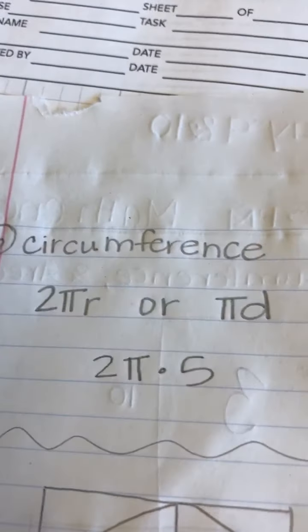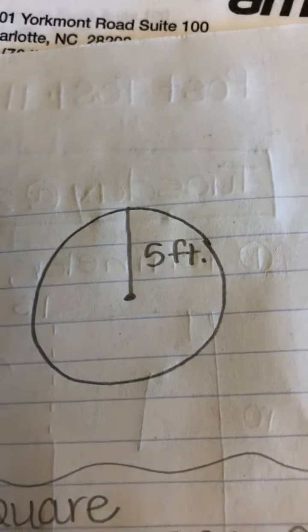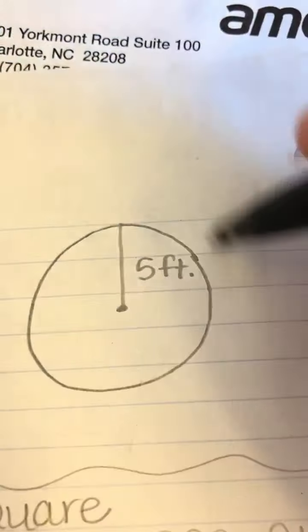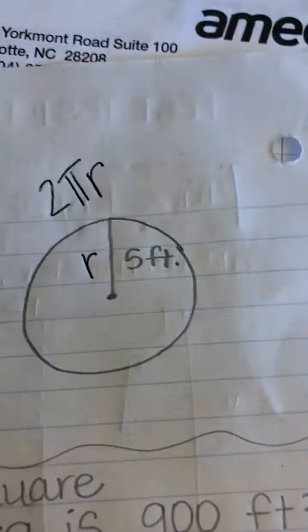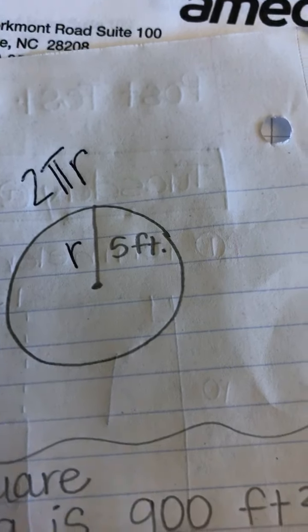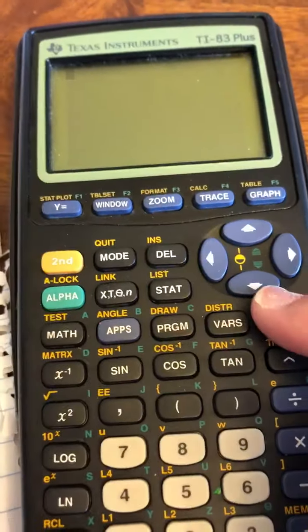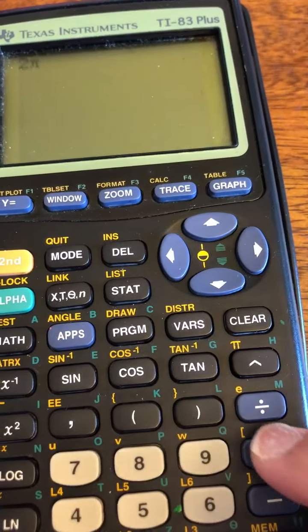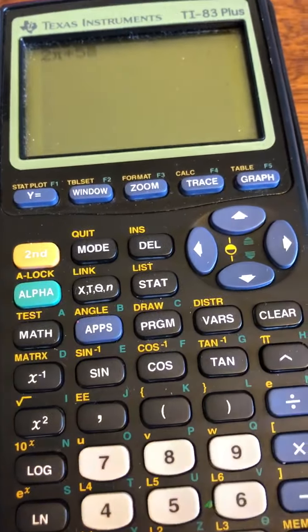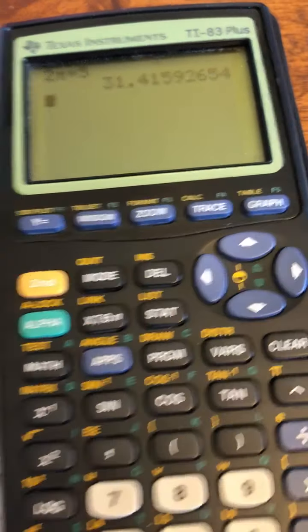Okay. Flipping over, circumference is either 2 pi r or pi d. This was the picture they gave us, which gave me the radius. So I would do the formula 2 pi r. And then again, pi is 3.14, or you can just use the pi symbol on your calculator. So 2 pi times the radius, and the radius that I got was 5. And so that would be 31.4.